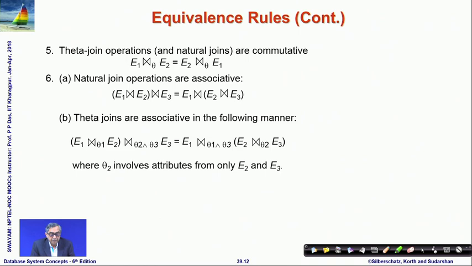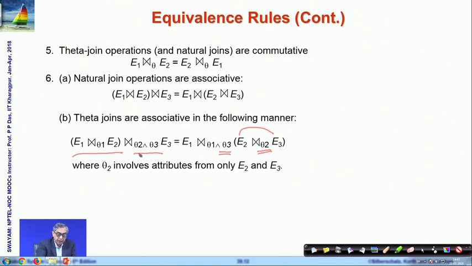The next set of transformation rules tells us that the join operation is associative, which is obvious. Theta joins are associative in this specific manner also. That is, if I do a theta join with condition theta 1 and then do a theta join with conditions theta 2 and theta 3, then we may be able to take the condition theta 3 outside, provided the condition theta 2 uses only the attributes of E 1 and E 2. So, it should be possible to do that. Look here that on the left hand side, that restriction is not there on the condition theta 2.